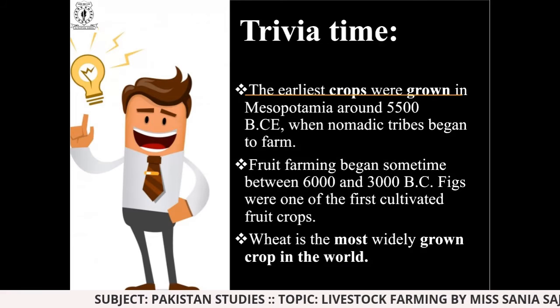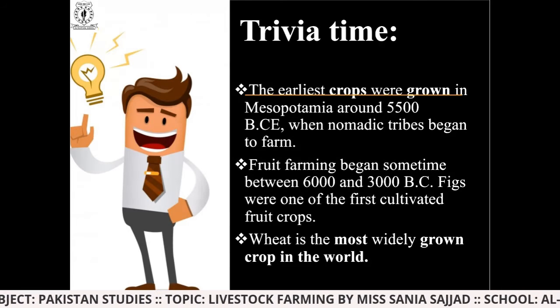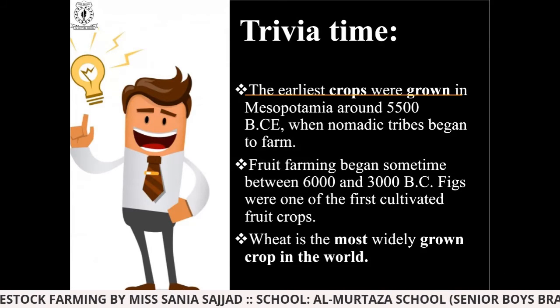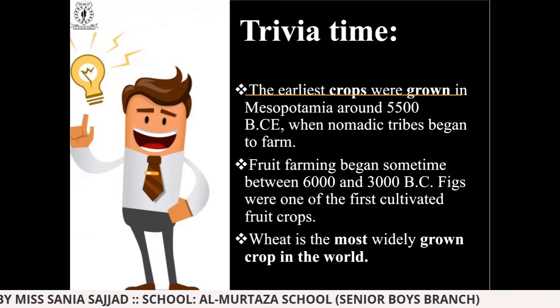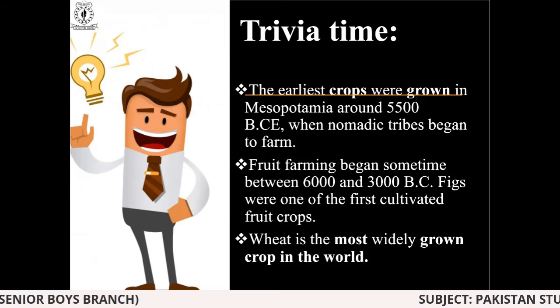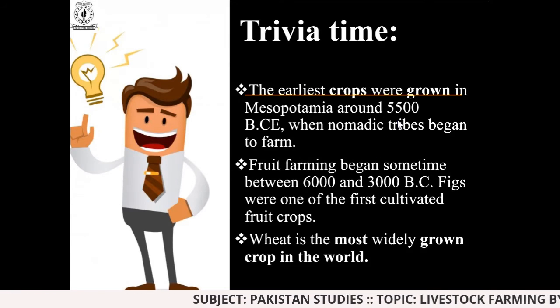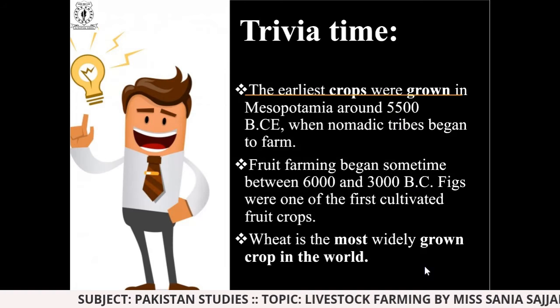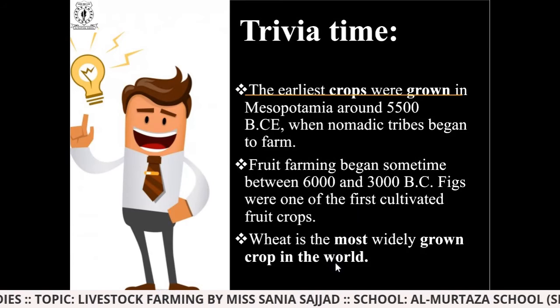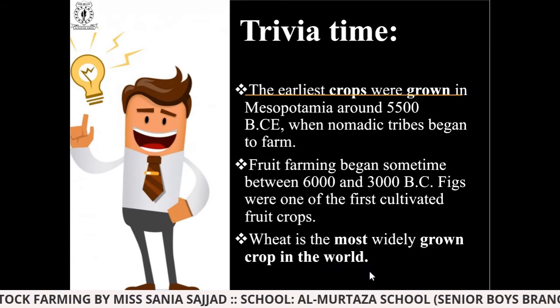So you can see that this is additional information which tells you that fruit farming is also known from the time we were growing food, from 6,000 to 3,000 BCE. And when I talk about the other crops, they were grown from 5,500 BCE, right? And figs were the first fruits that were cultivated as a fruit crop, and wheat is widely utilized all over the world.